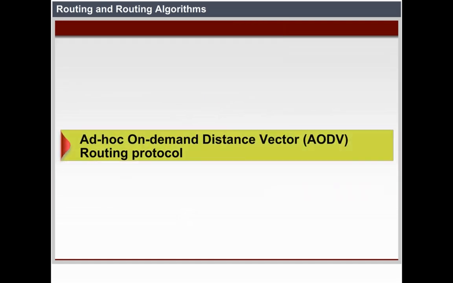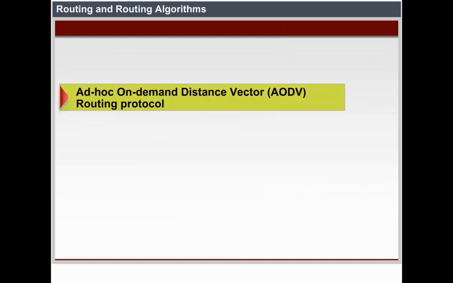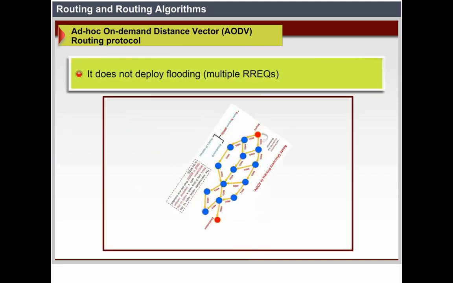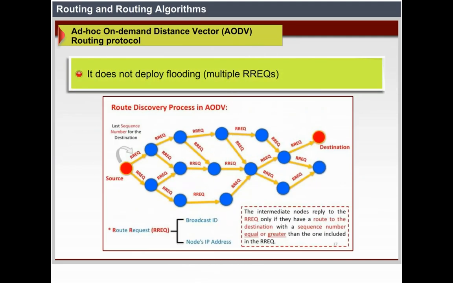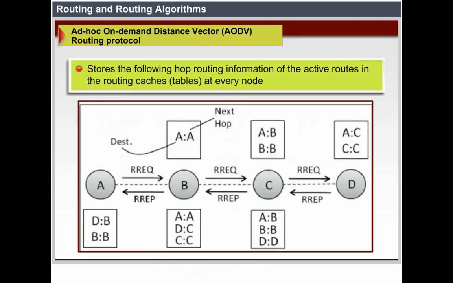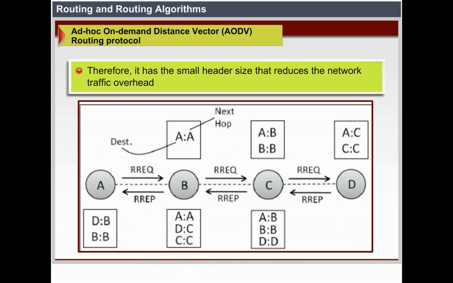Ad hoc on-demand distance vector, AODV, routing protocol. AODV adopts the destination sequence number technique. It does not deploy flooding of multiple RREQs. It stores the next hop routing information of the active routes in the routing cache tables at each node. Therefore, it has a small header size and thus reduces the network traffic overhead.